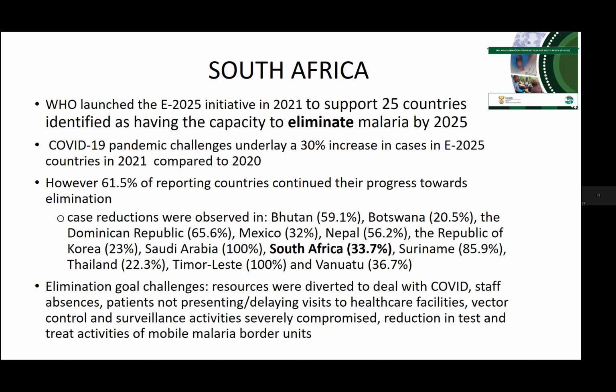Resources were diverted to deal with the COVID pandemic. With restrictions, there were staff absences in healthcare facilities. Due to fear, patients were not presenting or delaying visits to healthcare facilities. And when they did present, symptoms of malaria and COVID were often confused, or malaria cases were missed. Vector control and surveillance activities were severely compromised in these 2 years. And there was also a reduction in test and treat activities of mobile malaria border surveillance units. And these units play a major role in reducing malaria in border communities and in highly mobile migrant populations.